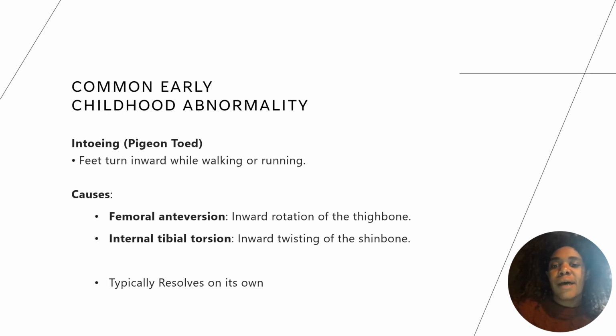As the early child or the young child gets older, their bones sort of straighten out so that inward rotation isn't there as much, and they go to a normal foot pattern and a more narrow stance, which we'll talk about when we get to the adult section. So this is something that typically resolves on its own.